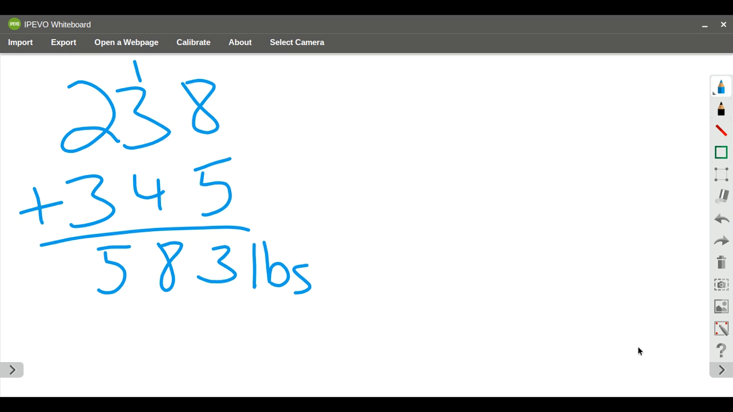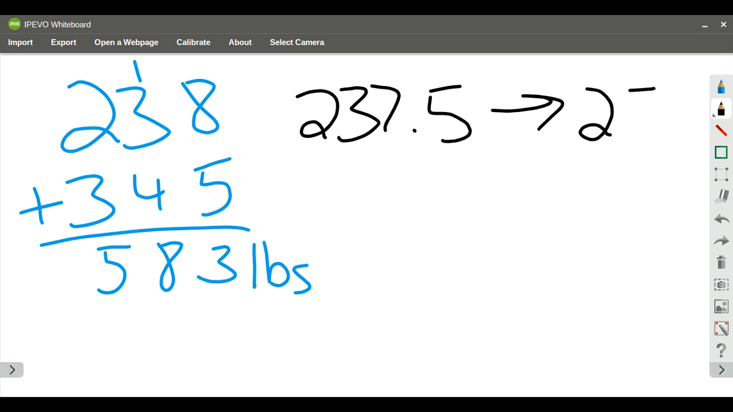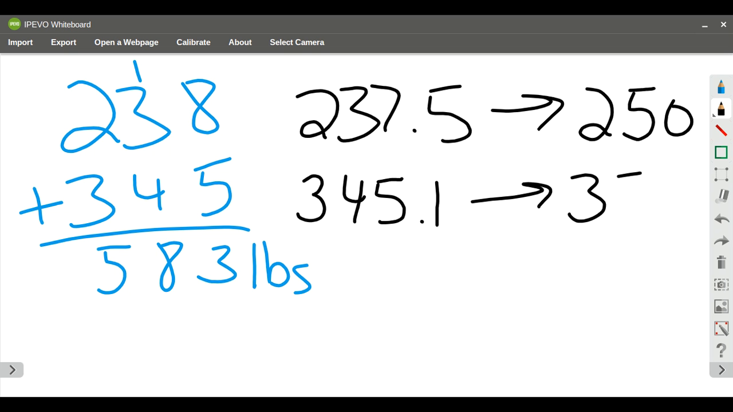The second way that we're going to look at this is to use a compatible number. A compatible number is a number that is near your original number and is easy to add. What I have is 237 and a half, and a number near it that's going to be easy to add is close to 250. Then I have 345 and 1/10, and that number is close to 350.